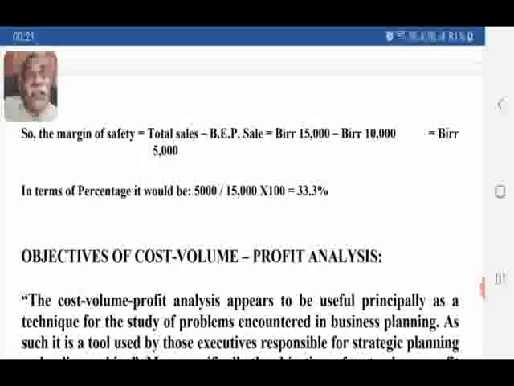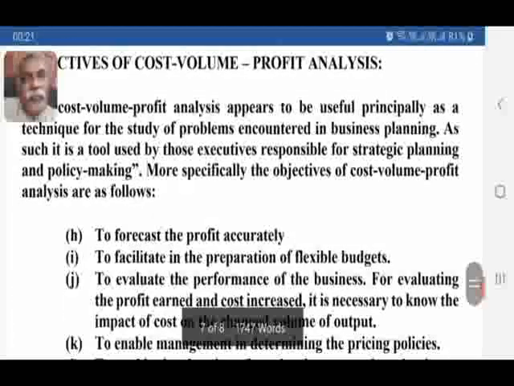In terms of percentage, it would be 5,000 divided by 15,000 multiplied by 100, that is 33.3%. That is, 5,000 is 33.3% of 15,000. Is that clear?